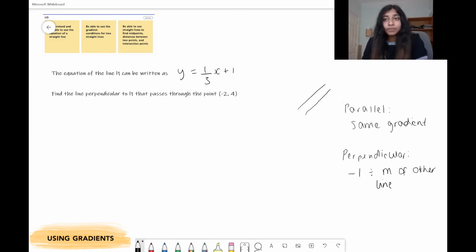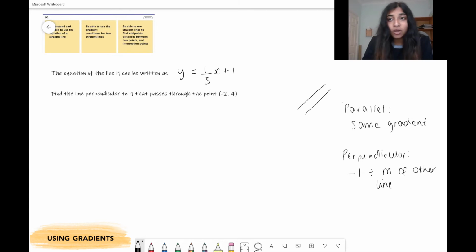And you just have to remember to have the same gradient. So for example, if you had one line with the gradient 2, and you'd be asked to find a line that's parallel to that line, the gradient of the other line, line 2, would just be 2 as well.